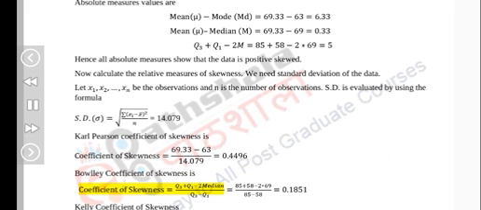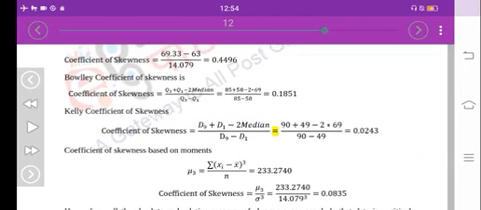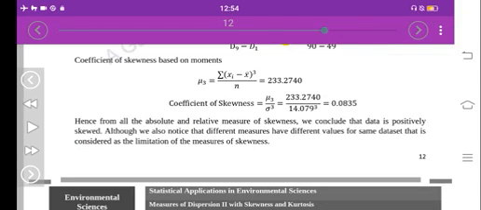Bowley's coefficient of skewness equals (Q3 plus Q1 minus 2 times median) divided by (Q3 minus Q1), which is (85 plus 58 minus 2 times 69) divided by (85 minus 58), equals 0.1851. Kelly's coefficient of skewness equals (D9 plus D1 minus 2 median) divided by (D9 minus D1). Hence from all the absolute and relative measures of skewness, we conclude that the data is positively skewed. Although we also notice that different measures have different values for the same dataset, that is considered a limitation of the measures of skewness.